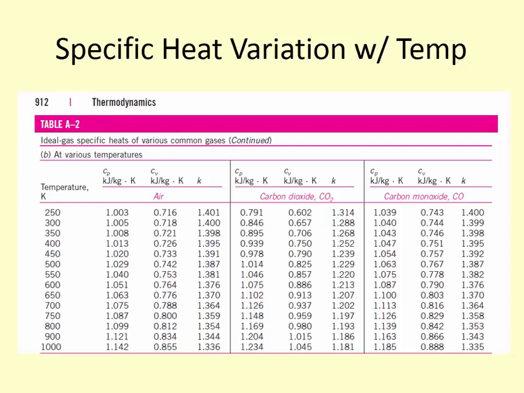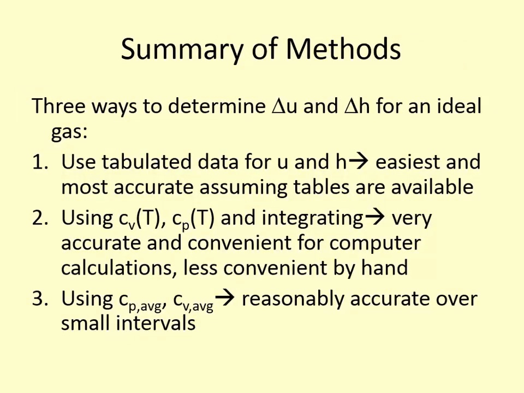So it kind of changes. Okay. So there's three different ways to determine delta U and delta H for an ideal gas. You might not have seen that as we went through it, but got a little bit lost in all the slides. That you can look up tabulated data, and it's easy to do.